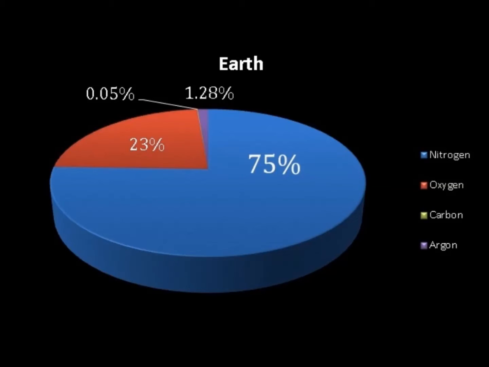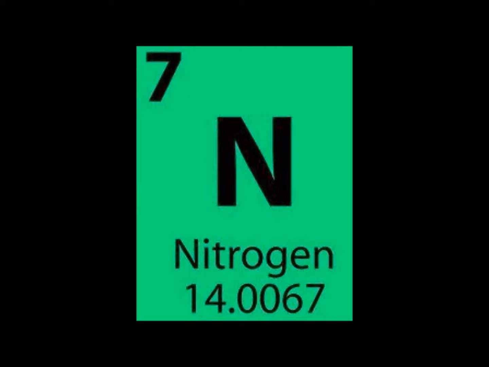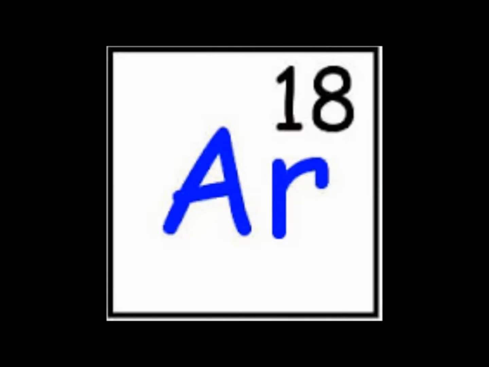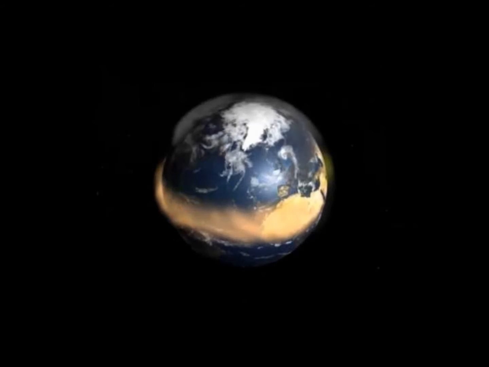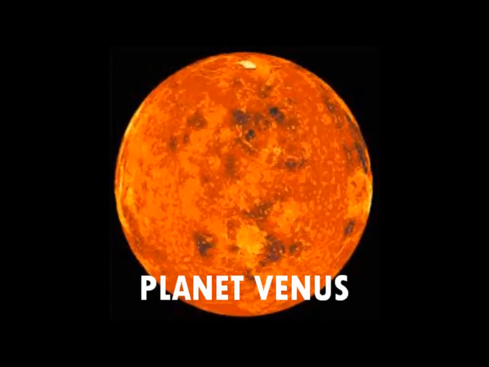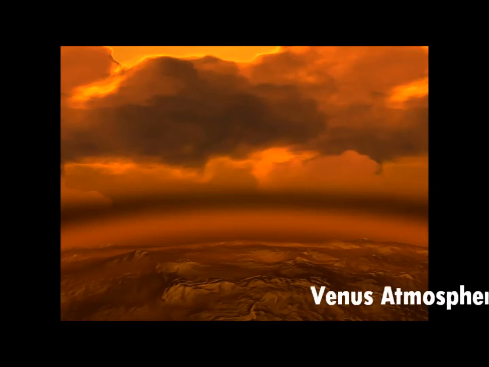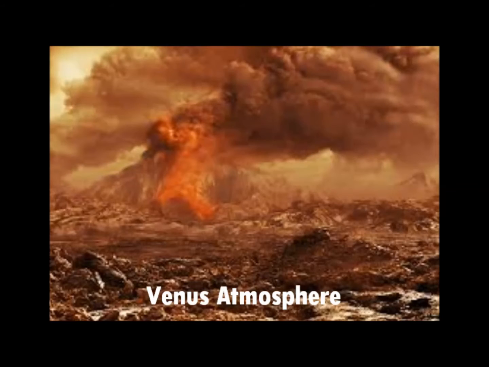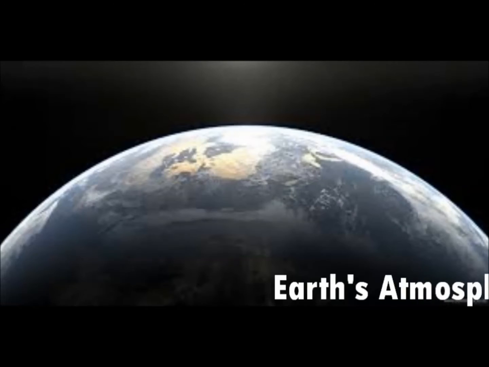The composition of the Earth's atmosphere varies with altitude, but on average, it has 75% by mass of nitrogen, 23% oxygen, 0.05% carbon dioxide, and 1.28% argon. The Earth's atmosphere is quite unlike that of the other inner planets. For one thing, the atmospheres of Venus and Mars contain overwhelming amounts of carbon dioxide, about 95% in each case.